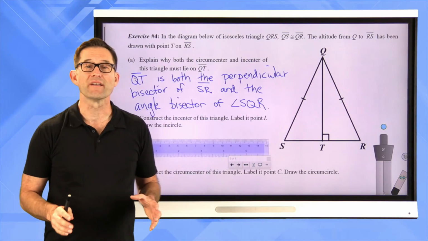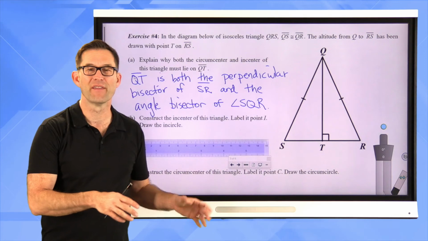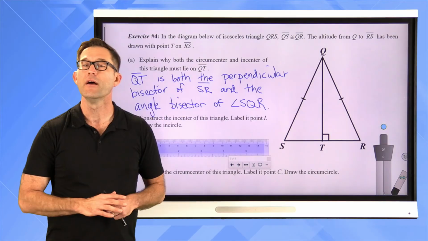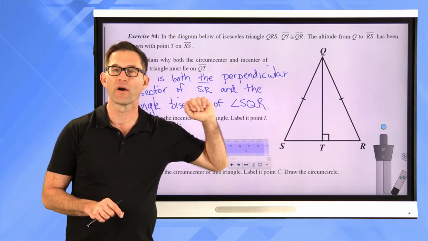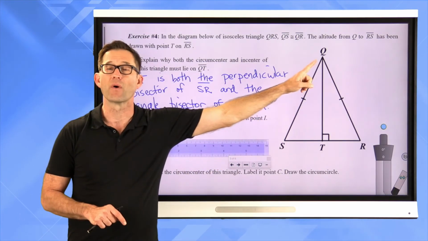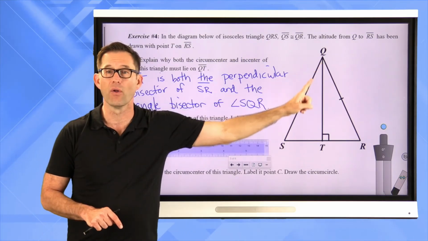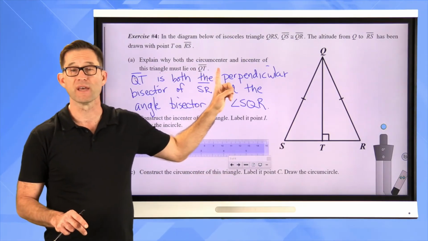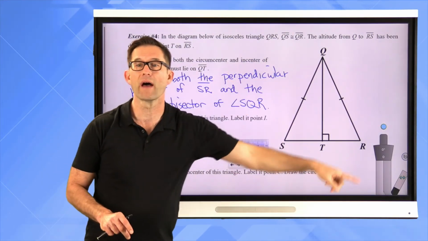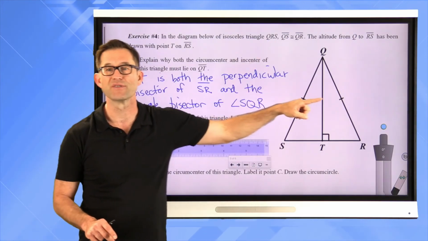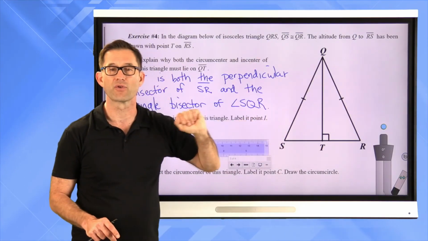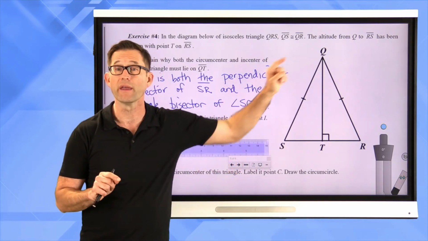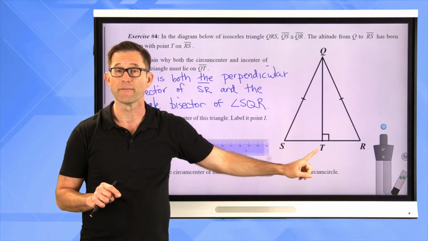So those two things, right, the angle bisector and the perpendicular bisector of the opposite side, those are rarely the same line. But they always are when you're talking about an isosceles triangle and you're drawing the altitude from the vertex angle to the base of the isosceles triangle. So it's cool. Both the circumcenter, right, the center of the circle that goes around the triangle, and the incenter, the circle that is inside of the triangle and tangent to its three sides, those 2 points must lie on QT.